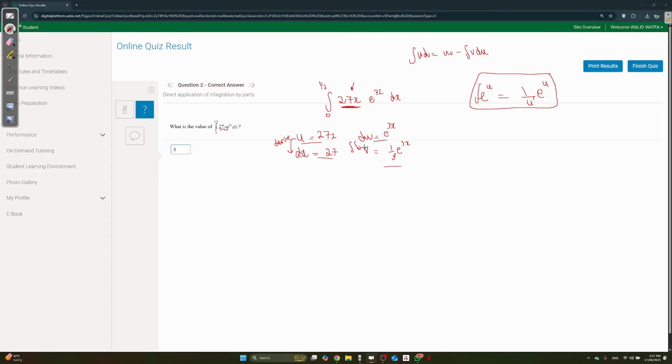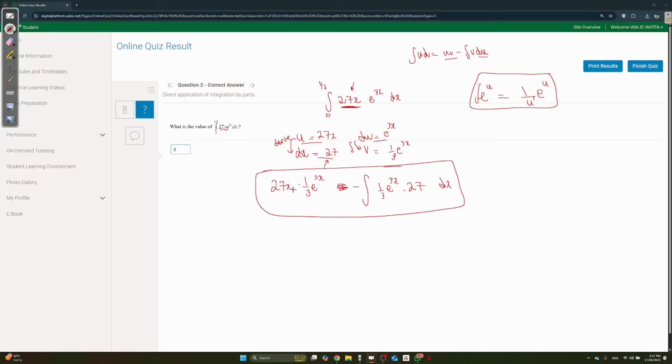So let's plug everything back in. u times v, so 27x times 1 over 3 e to the 3x, minus the integral of v, which is 1 over 3 e to the 3x, and then du, which is 27. And let's put a dx, always. Always throw the dx back in. So we now have this.